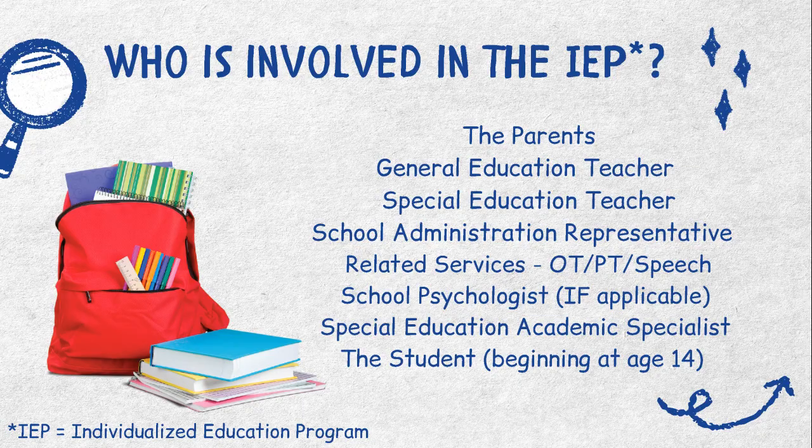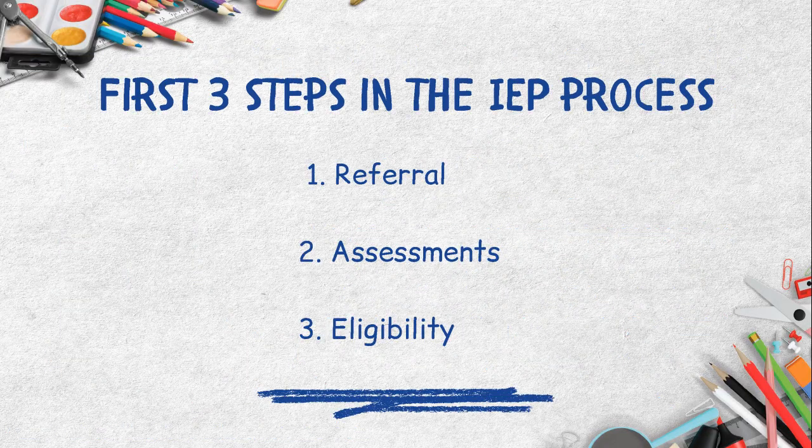Ideally, we like to see many different people at the IEP table, including parents, special educators, general educators, school administrators, and any related service providers, special education academic specialists, and beginning at age 14, the student should be included as well. The IEP process follows a timely progression, starting with the first 3 steps of the process. These steps include referral, assessments, and eligibility.